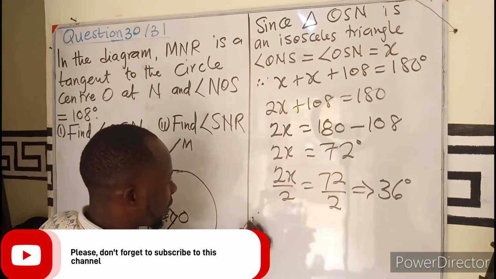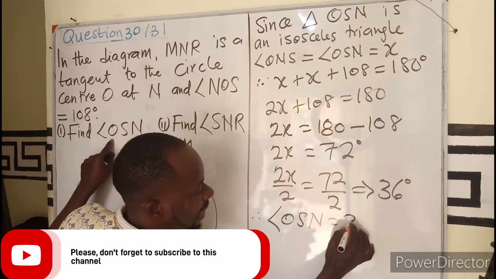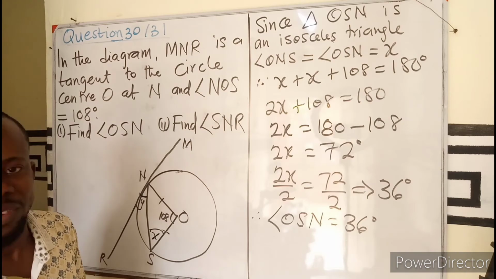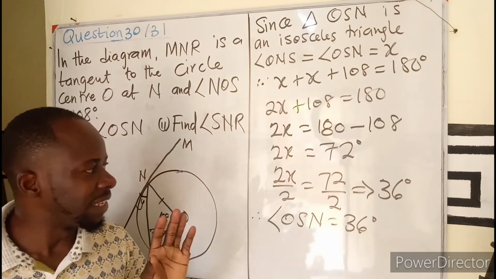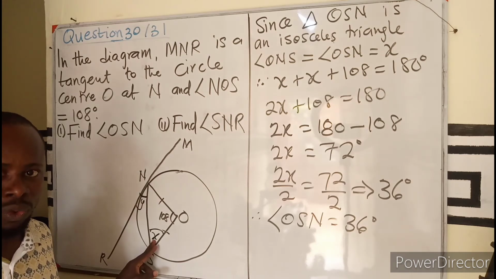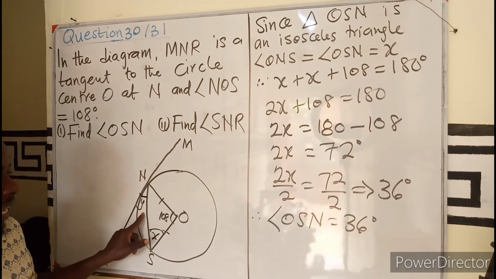Therefore, the angle I am asked to find, OSN, is just what? 36 degrees. And that will be the possible answer C, the option C, 36. So we are done finding the value of x, which we are told to find. Good. The second aspect is to find the y.